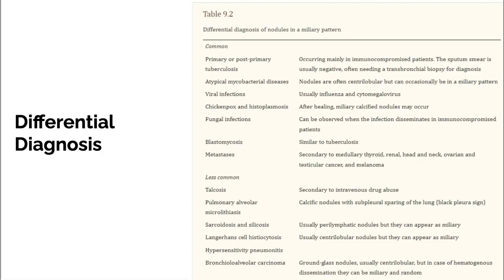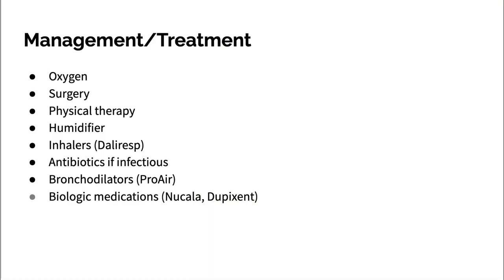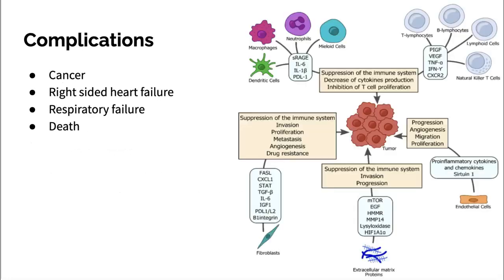So some management and treatment include oxygen use, surgery, physical therapy, a humidifier, inhalers such as Daliresp, antibiotics if the inflammation is due to infection, bronchodilators such as ProAir, and biological medications such as Nucala and Dupixent. Some complications include cancer, which can be seen, the process can be seen in this image, right-sided heart failure, respiratory failure, and death.